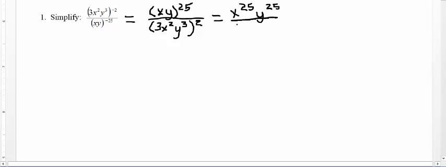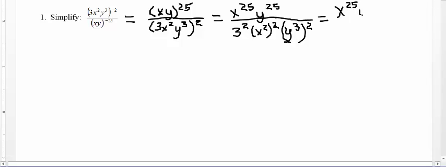So now I'm using the product to power rule. X times y to the 25th is x to the 25th y to the 25th. 3x squared y cubed to the second is 3 to the second x squared to the second y cubed to the second power. So my numerator is x to the 25th y to the 25th.